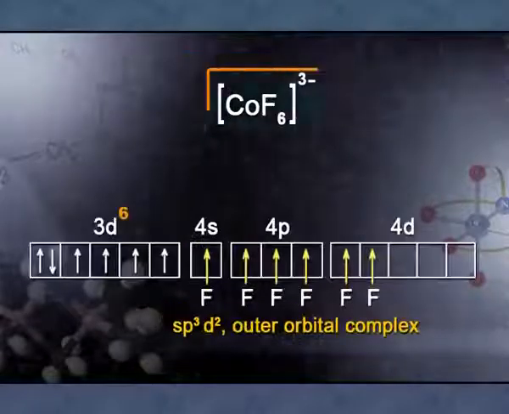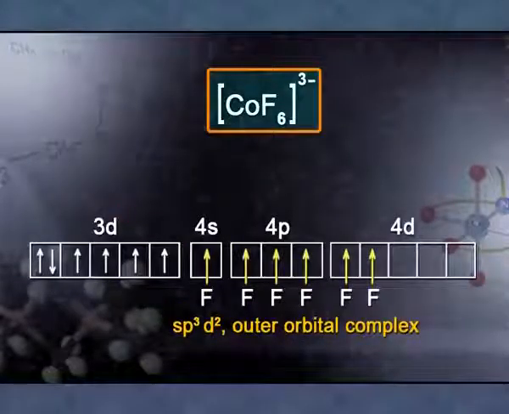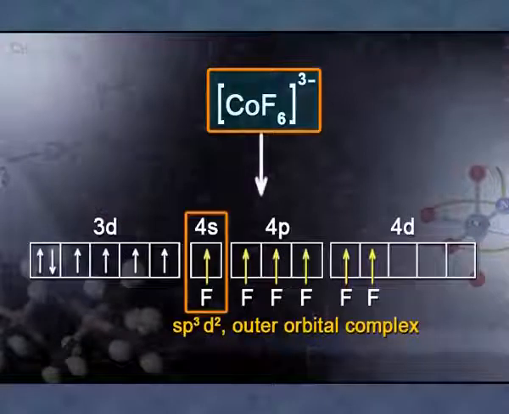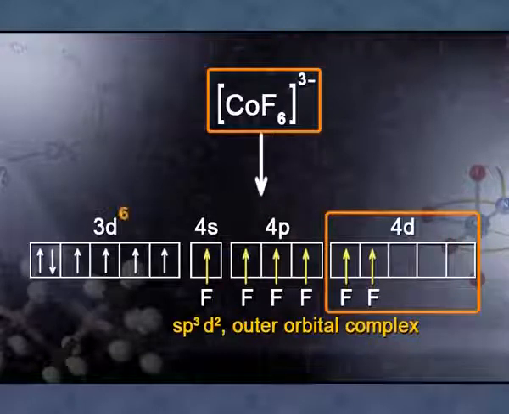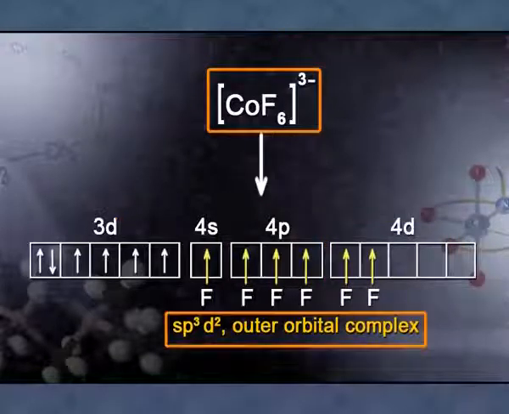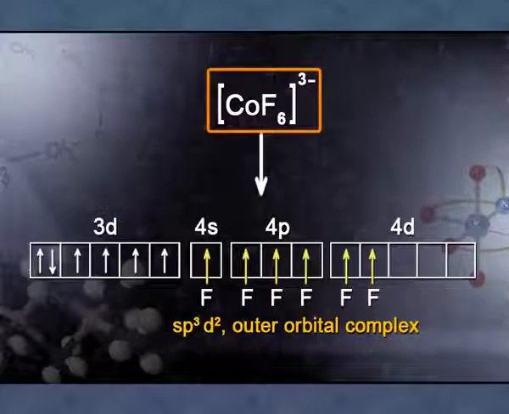And CoF6 3-, with 4s, 4p and 4d orbitals used for hybridization, you can say sp3d2. Okay. If this is the case, these are called outer orbitals. So in case of fluoride, he has suggested the complex will be outer orbital.